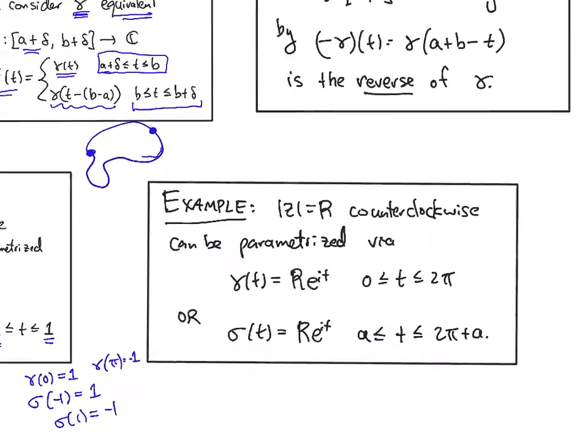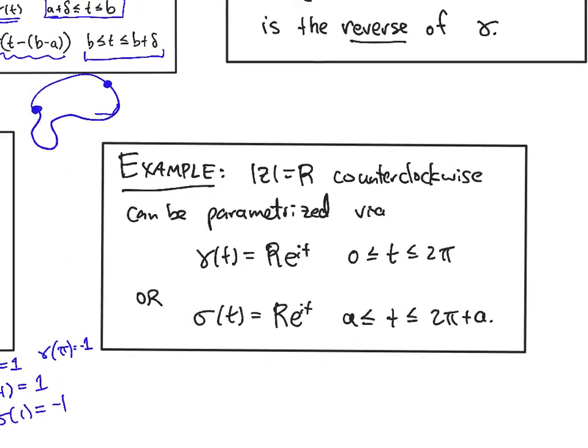And so here's a very basic example of a closed curve, just the circle of radius r centered at 0. I can parameterize it with r e to the i theta going from 0 to 2 pi, or I could parameterize it going from a to 2 pi plus a for any real number a, and I'll consider them the same object.